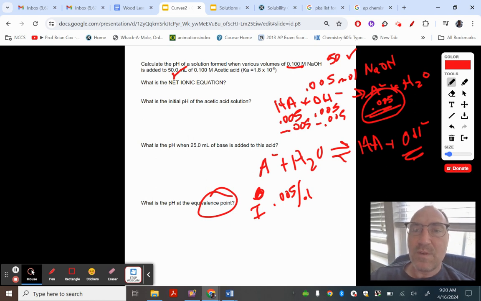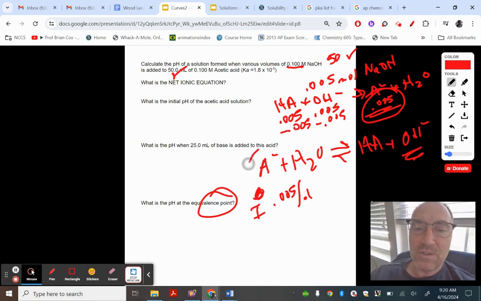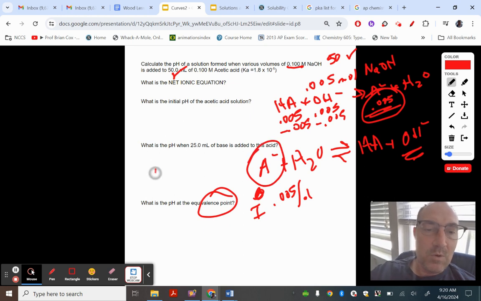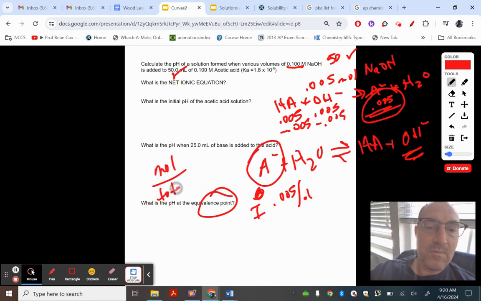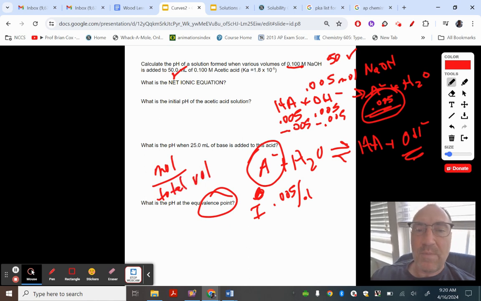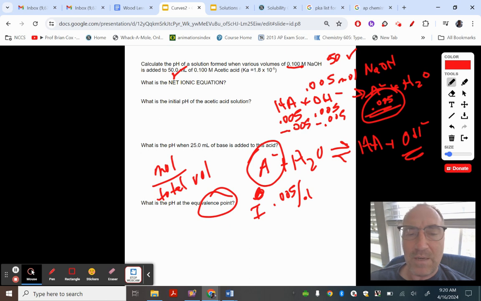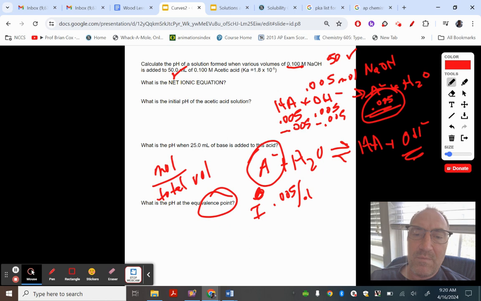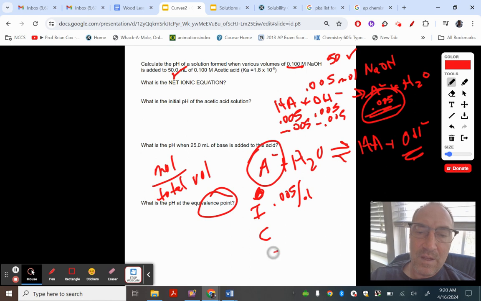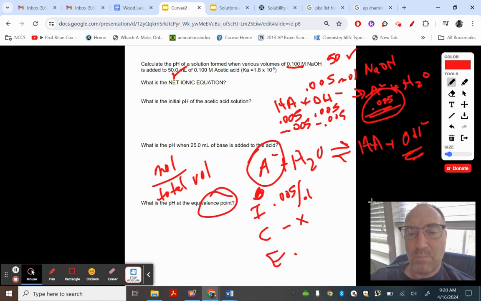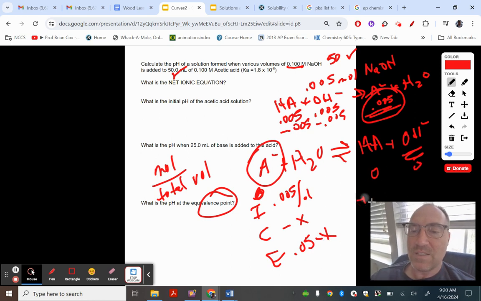And the reason is 50 plus 50 gives me 100 milliliters. This concentration right here is always moles divided by total volume, and the total volume at the endpoint. And usually they don't try to make it super hard, but sometimes they do. So then this would just be 0.005 divided by 0.1, whatever that is. I can't think this morning. Okay. And then this is going to be minus X, so that would be basically times 10 then. So it'd be 0.05 minus X. And then this would be 0 and 0, and this would be plus X and plus X.